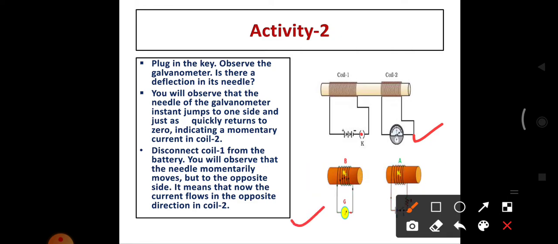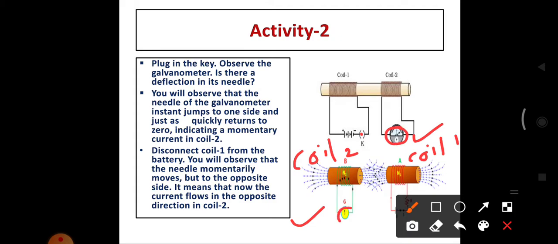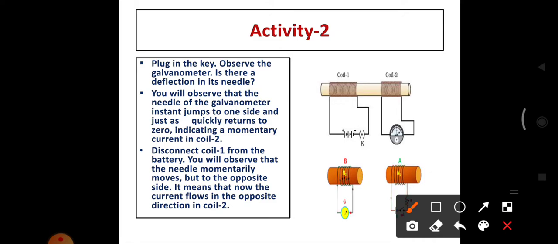See this animation. Here A acts as coil 1 and B acts as coil 2. Coil 2 is connected to the galvanometer, and coil 1 is connected to the battery and key. You have to observe the galvanometer. When the key is closed, current starts flowing in coil 1.